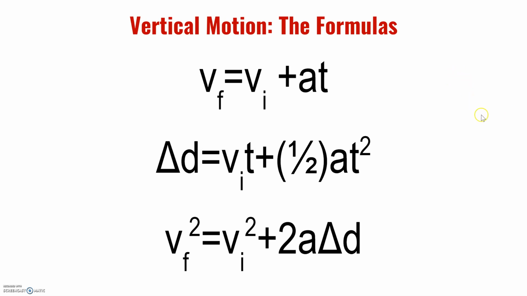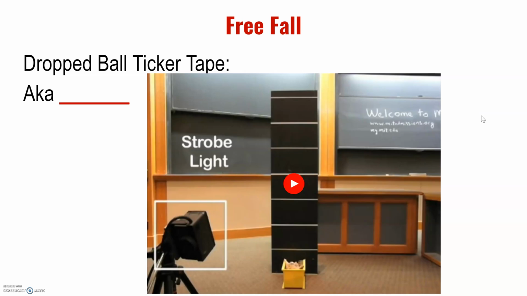So we're going to be looking at two scenarios, one in which we are dropping something in free fall, and then one in which we are throwing an object straight up and down in the air and seeing how the vertical motion looks. How can we describe the velocity and acceleration at each point of that object's journey? So let's go ahead and start with free fall.